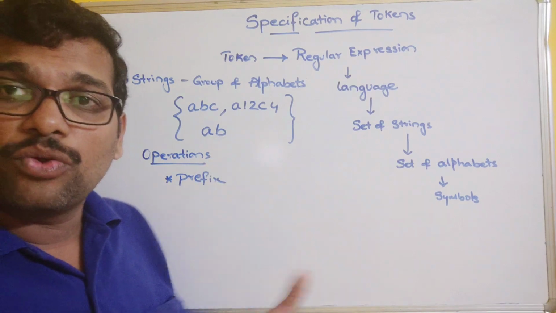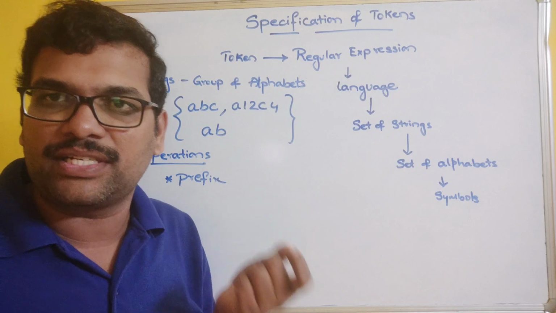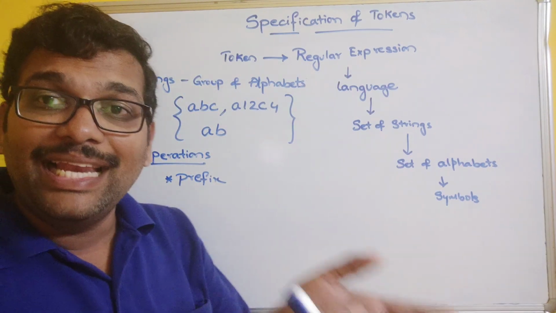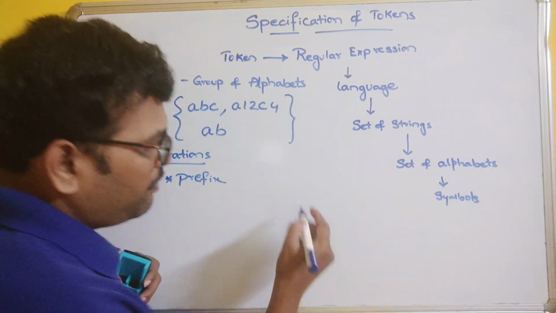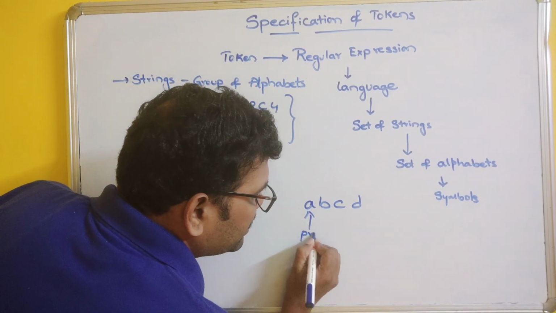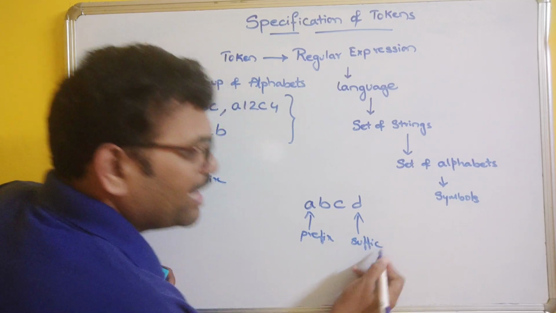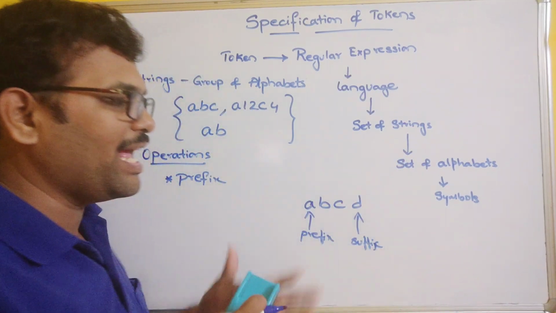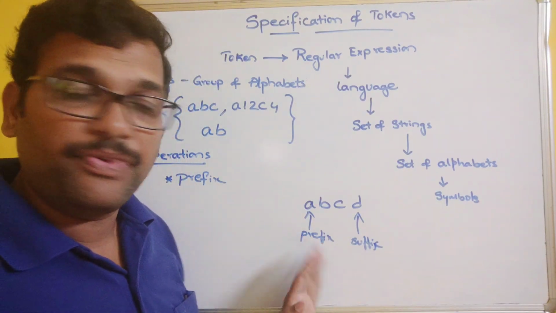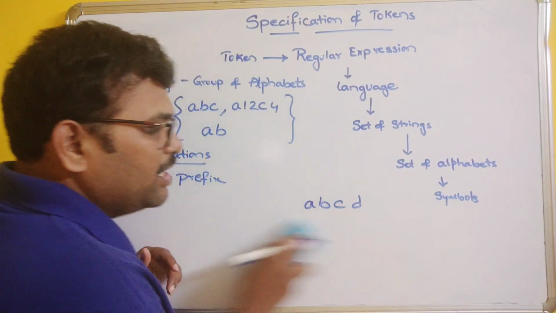Prefix means the starting letters of the string, the starting alphabets of the string. We can usually call them leading alphabets. For example, A, B, C, D. This we call a prefix, and this we call a suffix. The last characters we call a suffix, and the first characters we call a prefix.